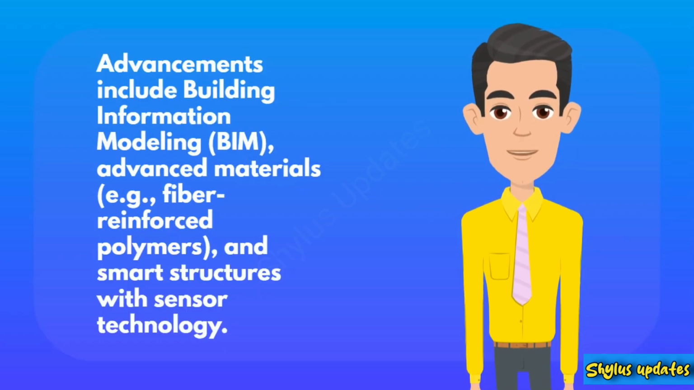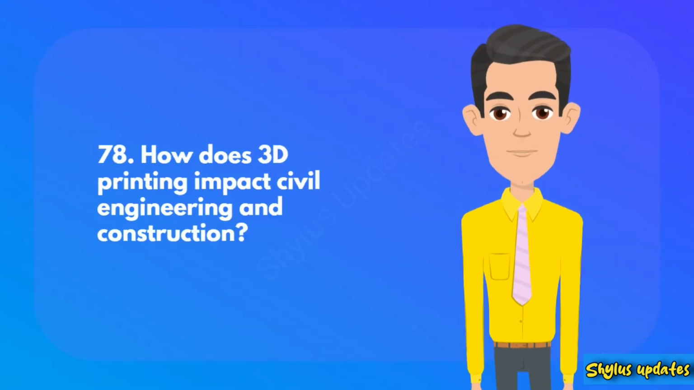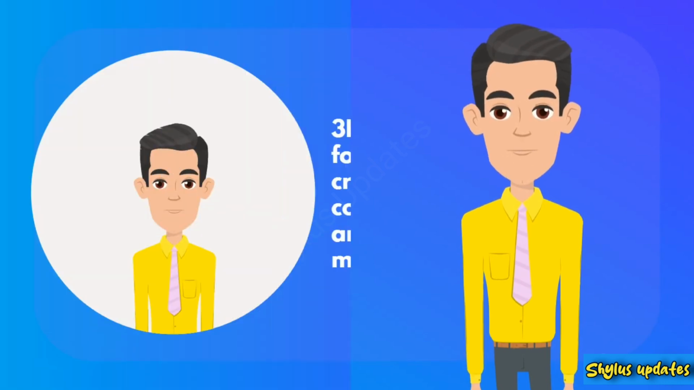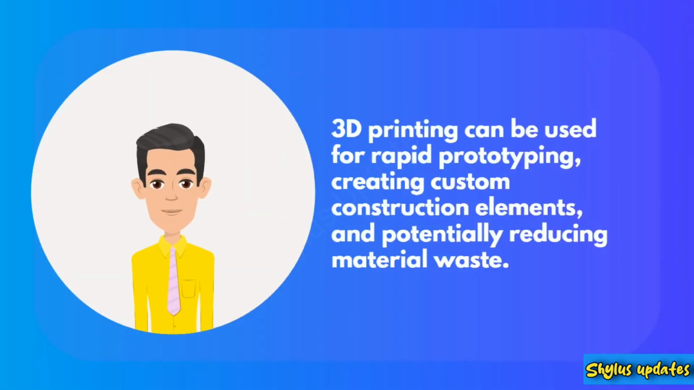Advancements include building information modeling, BIM, advanced materials, for example, fiber-reinforced polymers, and smart structures with sensor technology. 78. How does 3D printing impact civil engineering and construction? 3D printing can be used for rapid prototyping, creating custom construction elements, and potentially reducing material waste.